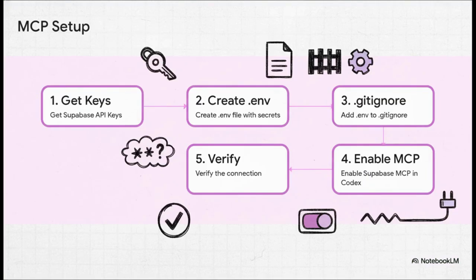First, get the API keys from your Supabase dashboard. Second, create a .env file in the project root to store these secrets. Third, add .env to your .gitignore file to ensure secrets are never committed to version control. Fourth, enable the Supabase Model Context Protocol, or MCP, within the Codex extension settings. And fifth, verify that the connection is active.